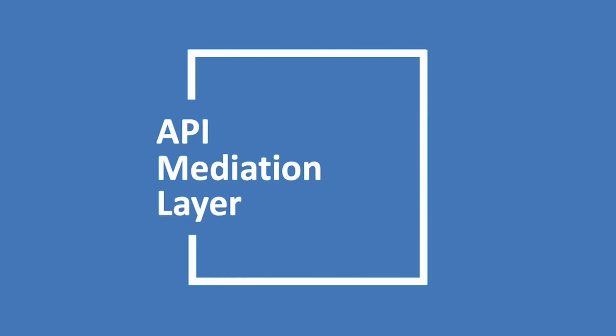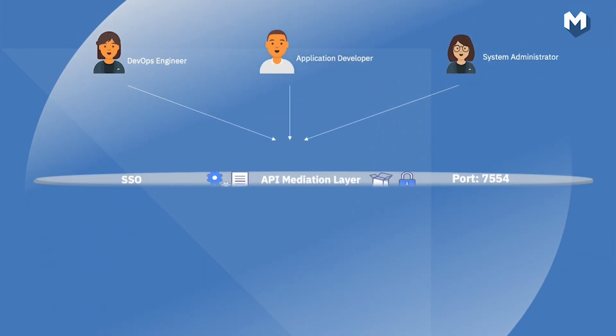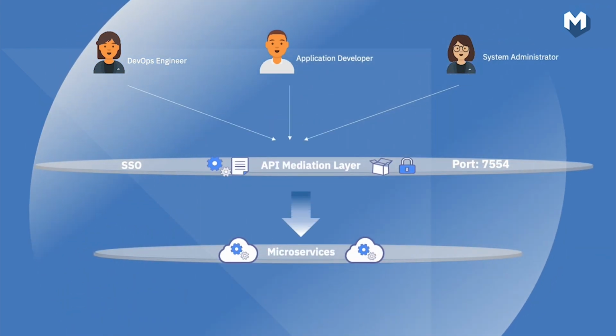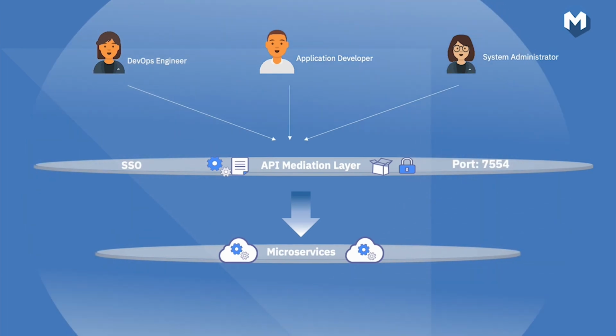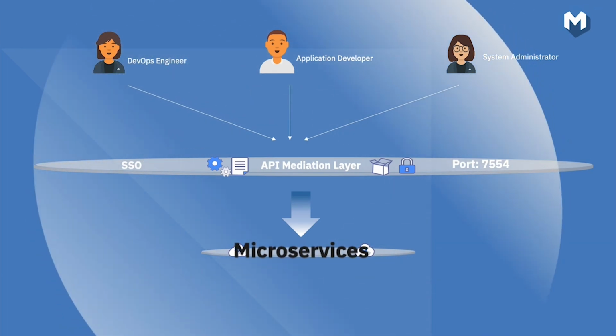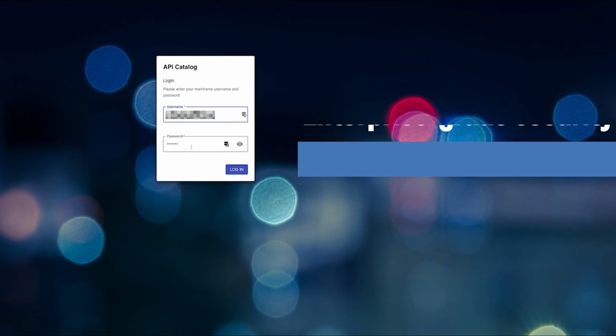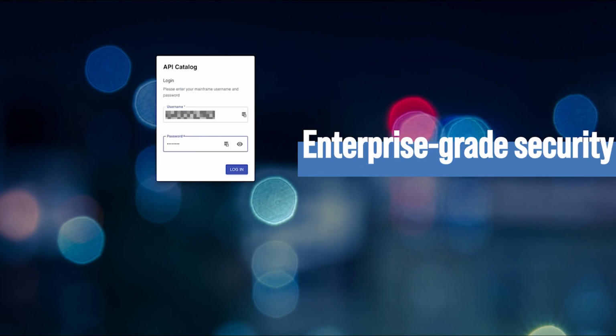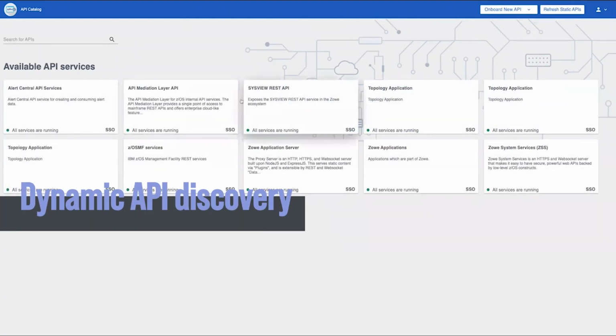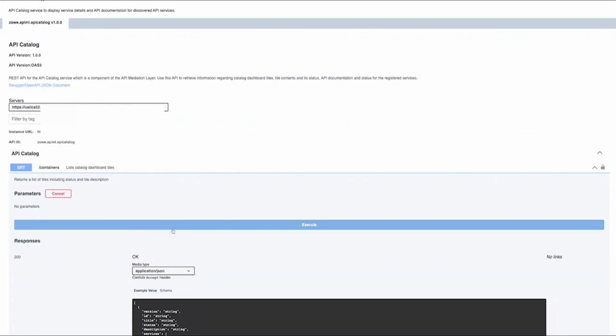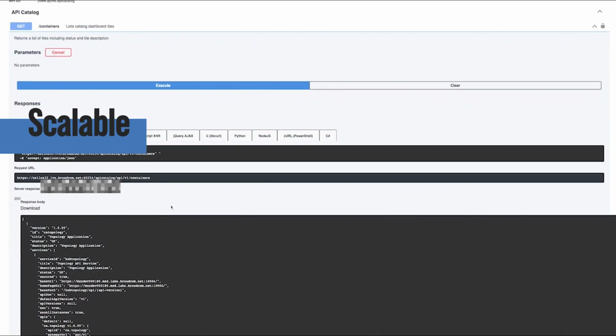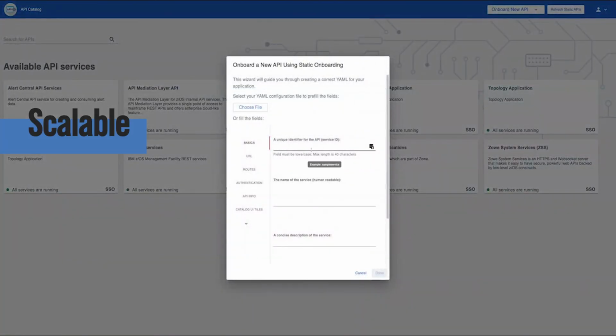The API mediation layer, together with a catalog of REST APIs, provides a gateway that acts like a proxy for z/OS services. The services include working with MVS datasets, jobs, and z/OSMF REST APIs. The mediation layer also enables the use of single sign-on.